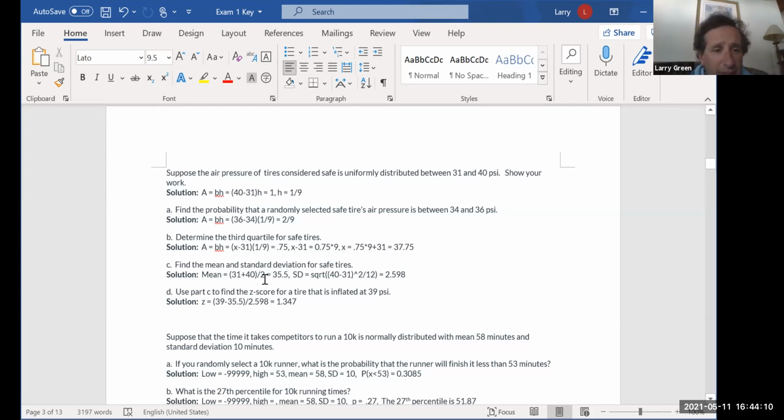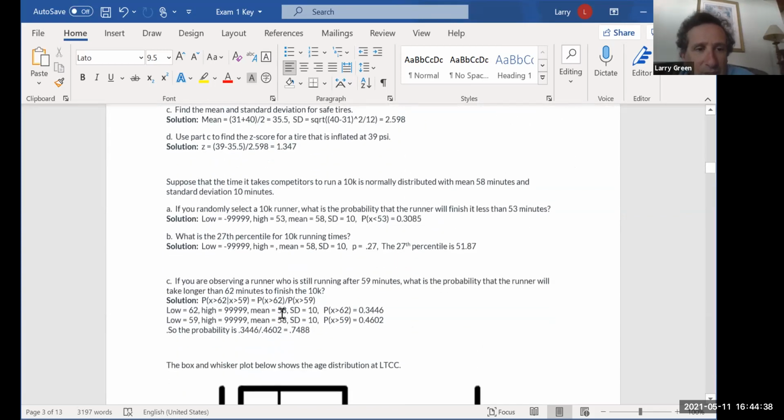Okay, mean and standard deviation is just plugging into the formulas. I'll let you look through that. But formulas, you can have your note card, you just plug in. And you were given a calculator, by the way, in this problem. Then find the z-score, and you just plug in. So that's 39, our x, minus the mean, divided by the standard deviation. Any questions at all on this question?